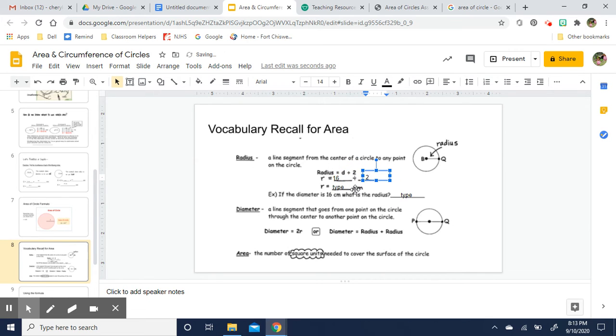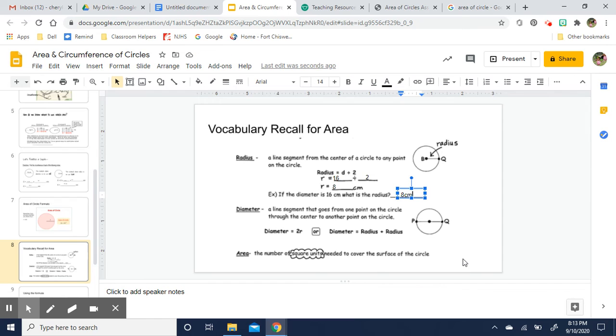And when we divide 16 by 2, we're going to get 8. And so again, the answer is 8 centimeters.